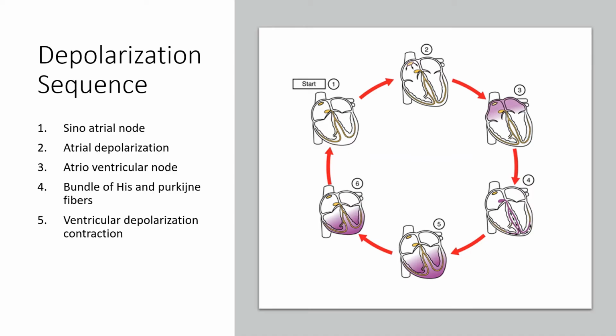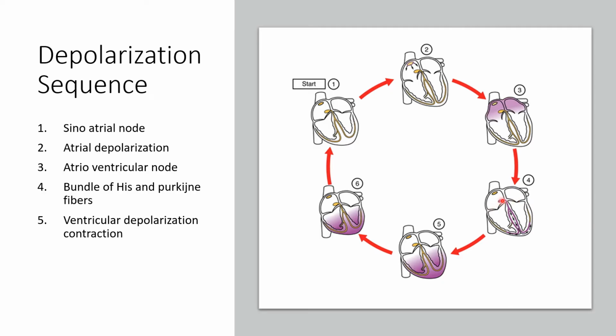Understanding the sequence of depolarization in the heart is very important. Depolarization begins in the sinoatrial node, where automatic tissue depolarizes and spreads that depolarizing wave to the myocytes of the atria. The atria will then depolarize, and that wave finds its way to the atrioventricular node here.